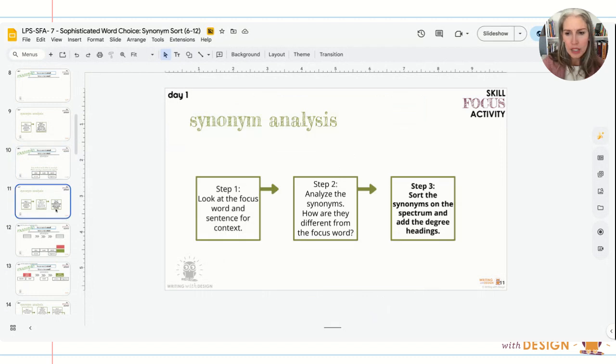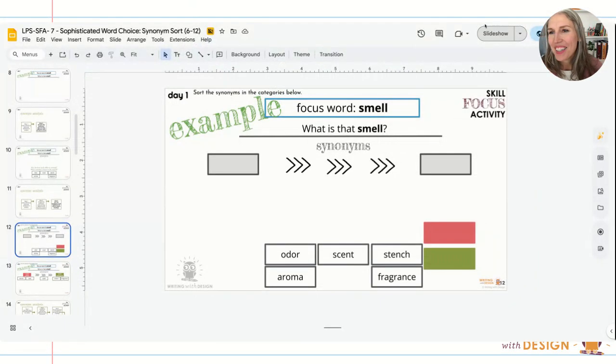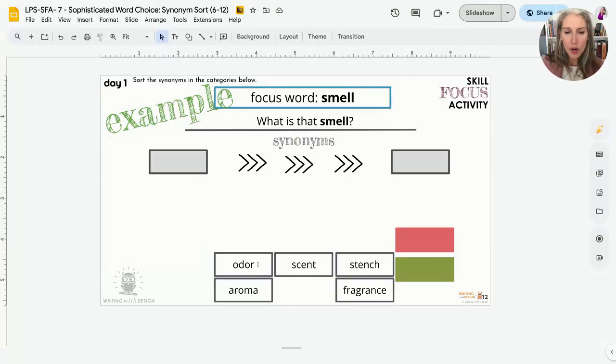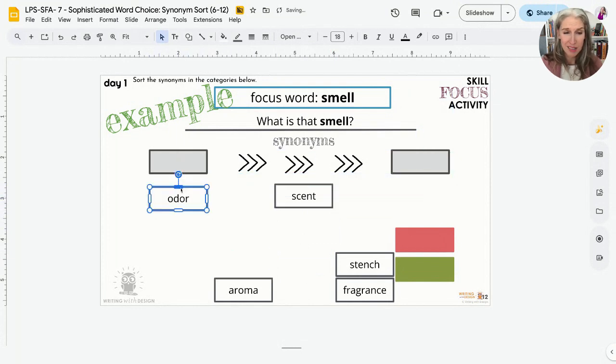So once we have a discussion, what we're going to do is sort them on the spectrum. So that's step 3. So if we take a look now at the next slide here, actually I need to come back out of my slideshow. I want to make this as large as I can, just so you can see what we're doing. So we have odor, scent, stench, aroma, and fragrance. And we talked already that scent really feels like the most neutral, the most aligned to smell. So I'm going to put it in the middle. And then odor, we definitely said was not smelling so good. And stench too. I feel like stench is even worse than an odor, right?